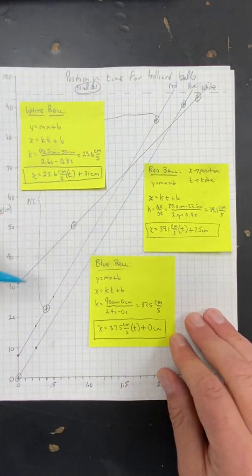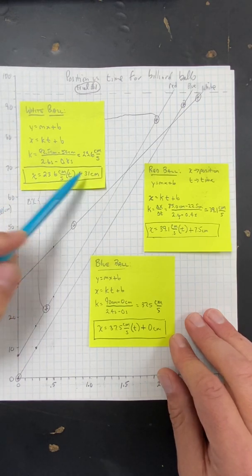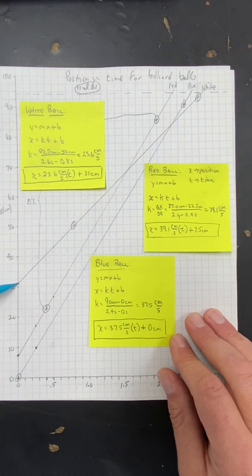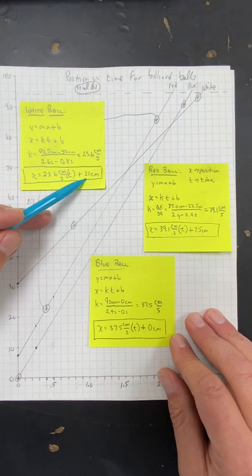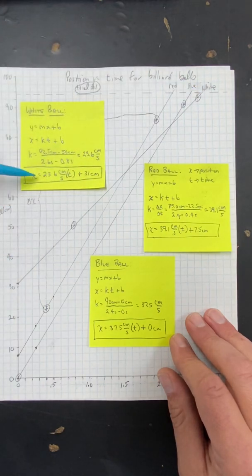In this particular trial, interestingly, the white ball, this one, started the furthest to the right. So what does this intercept actually mean? It's the starting position. It's the initial position of the ball at a time of 0. It started with the greatest initial position, but in this case it actually finished in last place.